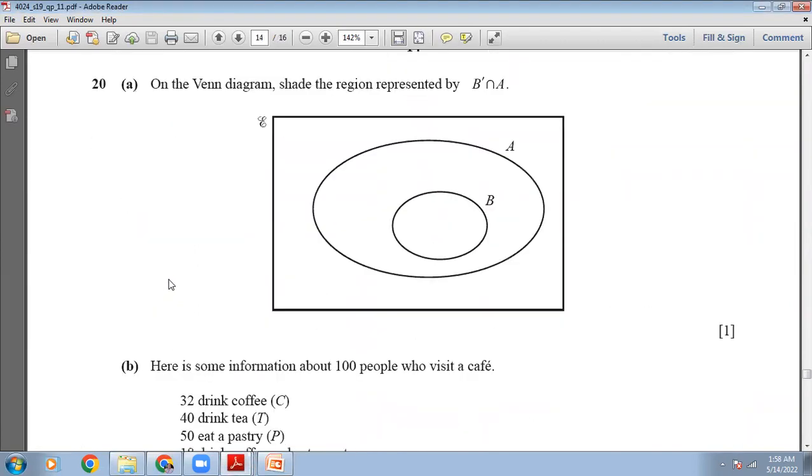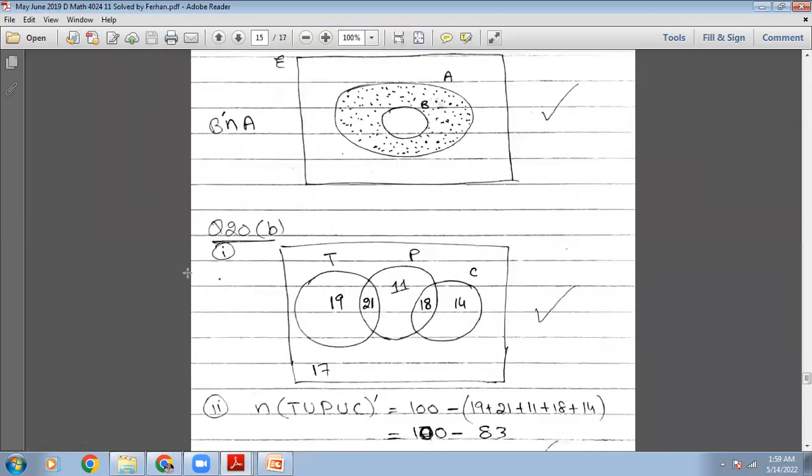Okay. It says on the Venn diagram, shade the region represented by B prime intersection C. So B prime intersection C means B complement, which means out of the B. So you have to remain out of the B, and out of the B, you have to shade that portion which is common with A. So that will be this ring. Out of B and common with A, so that will be this ring. So we will shade this ring.